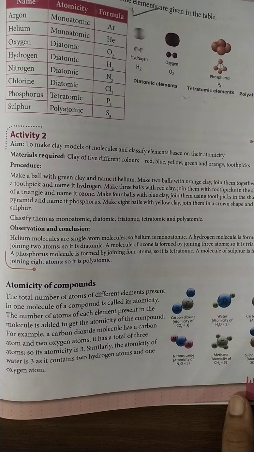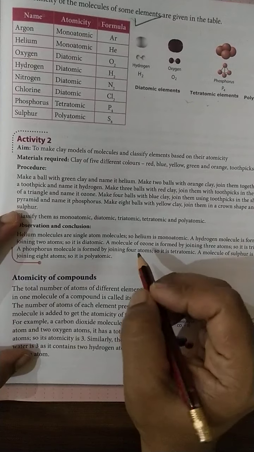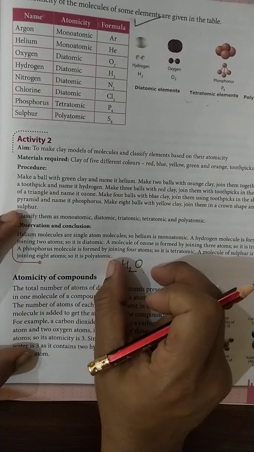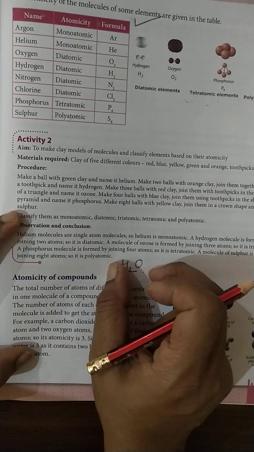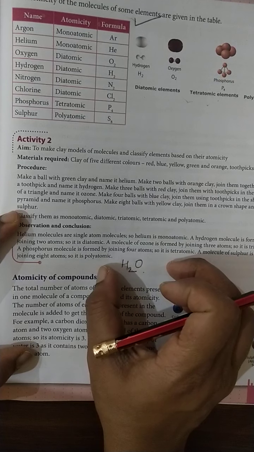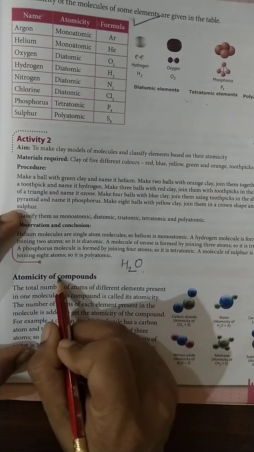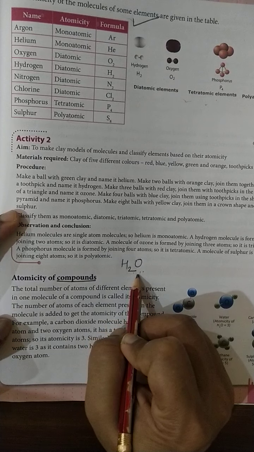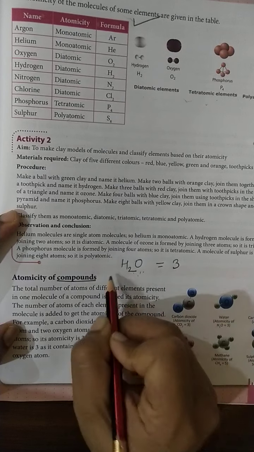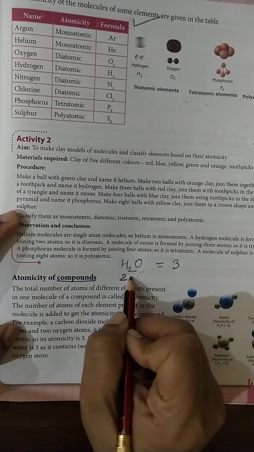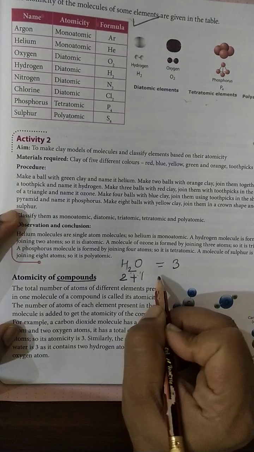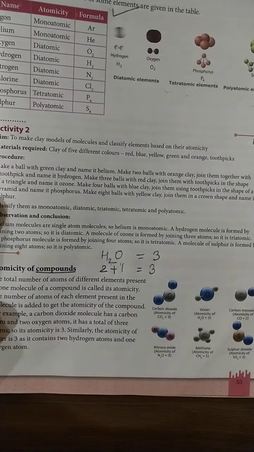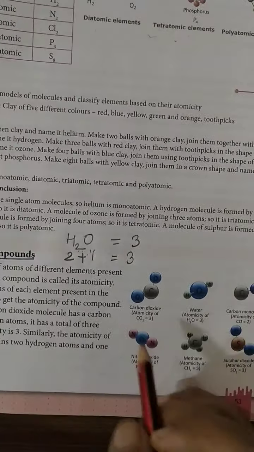Atomicity of compound. Suppose we have a water molecule, the formula of water is H2O. This is a compound because it is formed of two different elements. When a given formula is formed of 2 or 3 different elements, that is called a compound. So, the atomicity of this compound is how much? Its atomicity is 3. Why? Because 2 atoms of hydrogen plus 1 atom of oxygen equals 3.